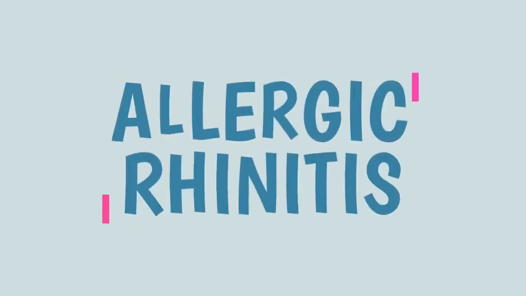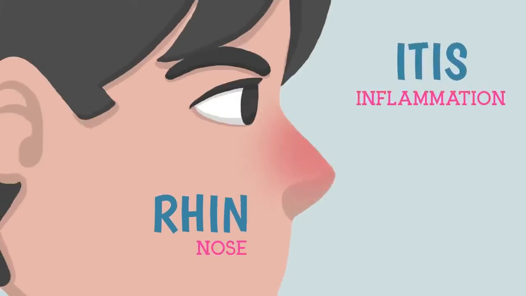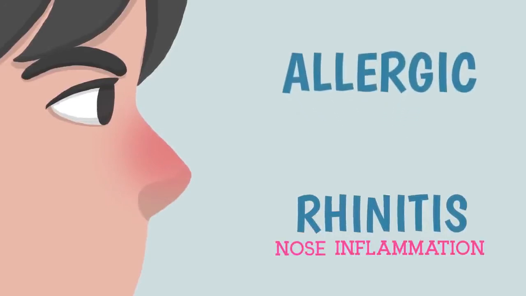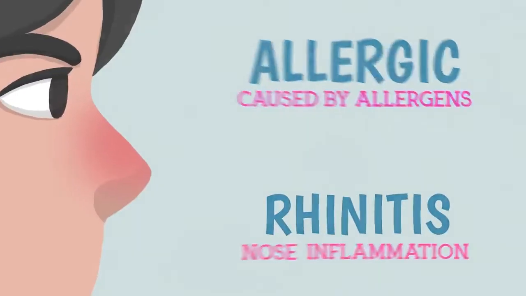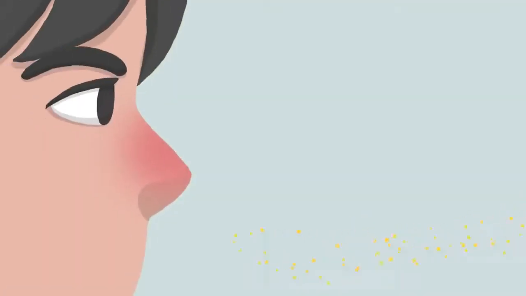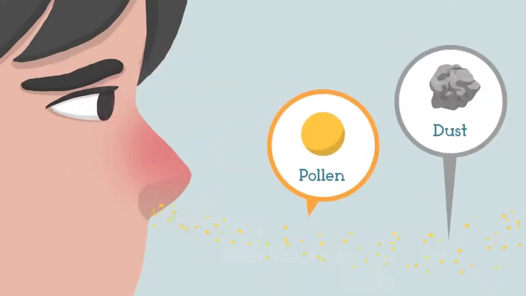Allergic rhinitis. Rhin comes from a Greek word meaning nose, and itis means inflammation. So, it means inflammation of the nose. And allergic means it's caused by allergens. Allergens are anything harmless or neutral that can be inhaled in air by the nose and trigger an excessive immune reaction. Common examples of allergens include pollen and dust.